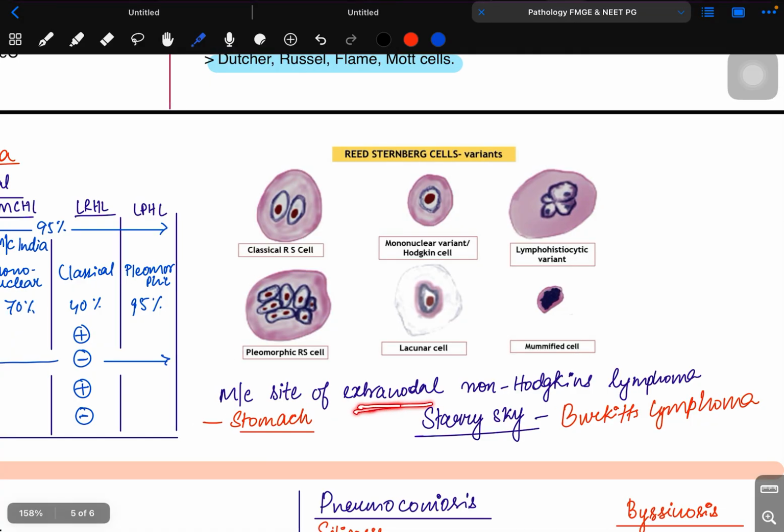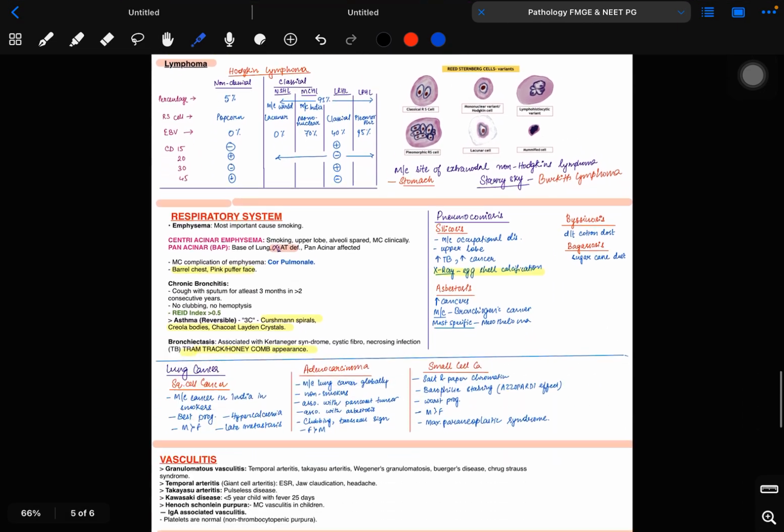The most common site of extranodal non-Hodgkin's lymphoma is the stomach. Non-Hodgkin's lymphoma, not the Hodgkin. And starry sky appearance is found in Burkitt's lymphoma.